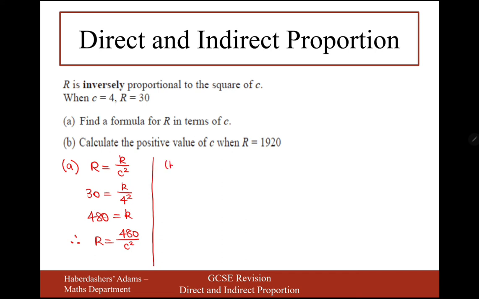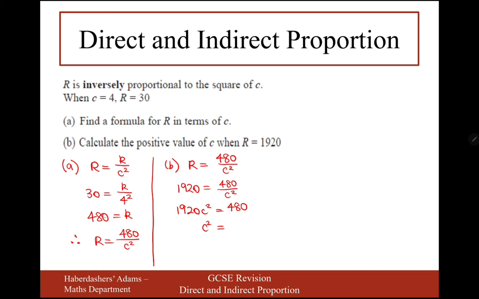Excellent, there we are. Moving now on to part B. Calculate the positive value of C when R is 1920. Okay, so let's take the formula. Substitute in 1920. And then we need to solve this. So I'm going to multiply the C squared onto the other side. So C squared. Then I'm going to divide by 1920.